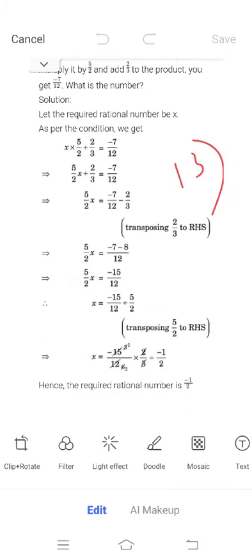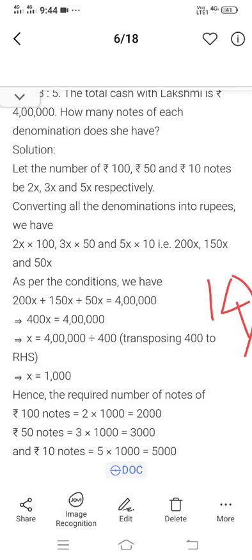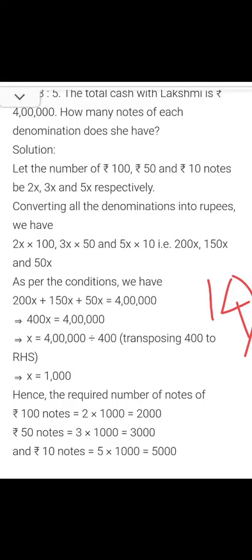Okay, then the 14th sum. So what is question number 14? Lakshmi is a cashier in a bank. Please have your book with you. Whenever I am explaining, you should have the book and question with you. So Lakshmi is a cashier in a bank. She has currency notes of denominations 100 rupees, 50 rupees and 10 rupees respectively. The ratio of the number of these notes is 2:3:5. The total cash with Lakshmi is 4 lakh. How many notes of each denomination does she have?